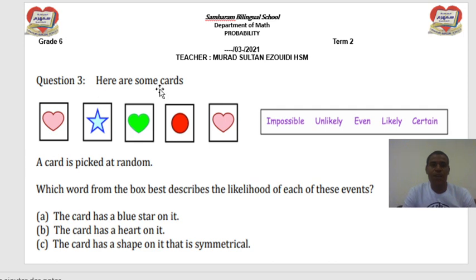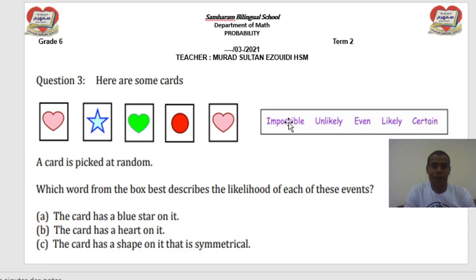Question number 3. Here, my learners, we have some cards and you will try to use the words written in the box to describe the likelihood for each of these events. We have a heart, a star, a heart, a circle and a heart, but we have 2 pink hearts and a green one, a blue star and a red circle. The words you may use here will be impossible, unlikely, even, likely and certain.